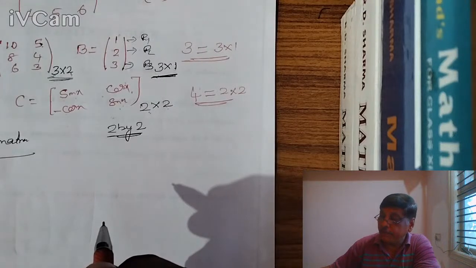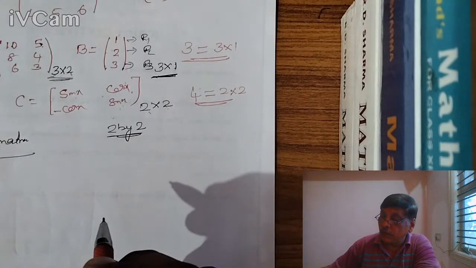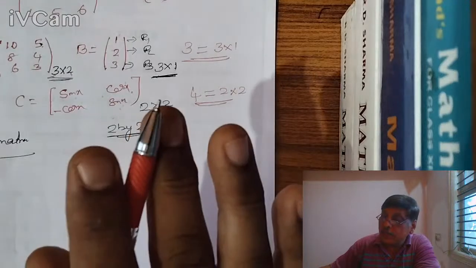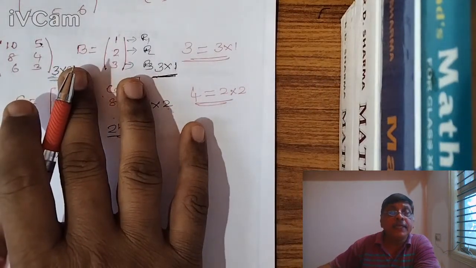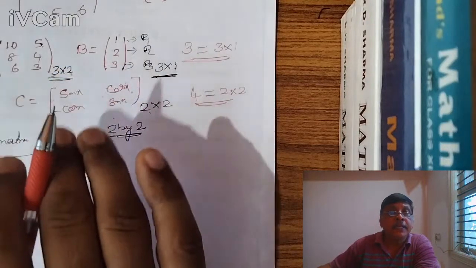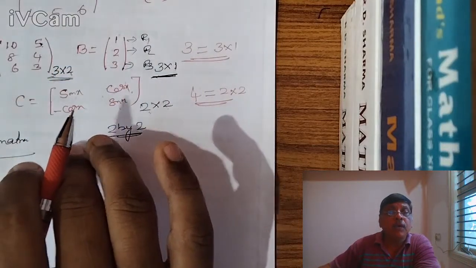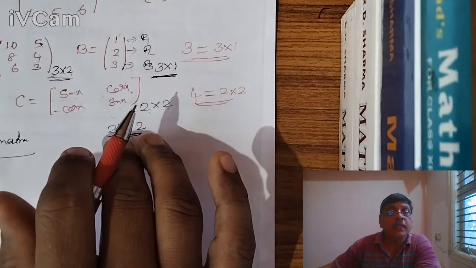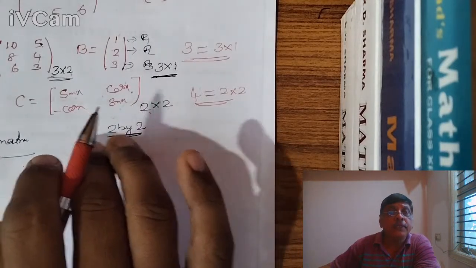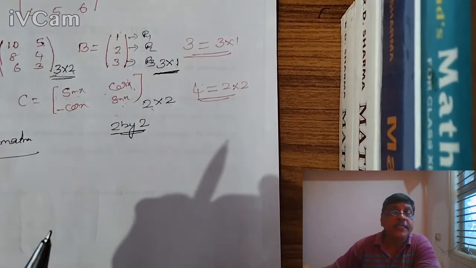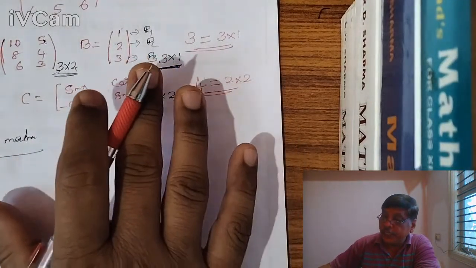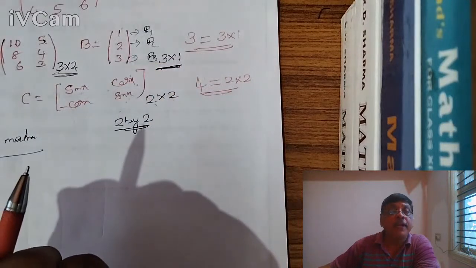So here, what you have to concentrate on is that the number of elements in the matrix is equal to the product of the number of rows into the number of columns. I hope all of you got it. Is it right? So this is the definition of the order of a matrix.